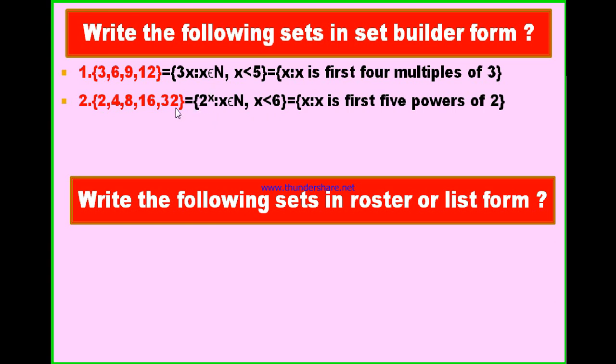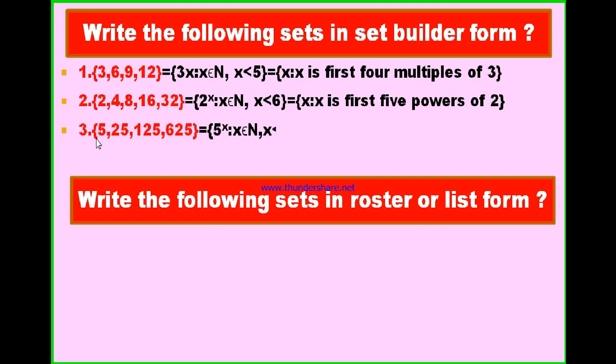2 power 5 is 32. 2 power 4 is 16. 2 cube is 8. 2 square is 4 and 2 power 1 is 2. Therefore, we wrote this list form into rule form. You can write this in words also. X such that x is the first 5 powers of 2.